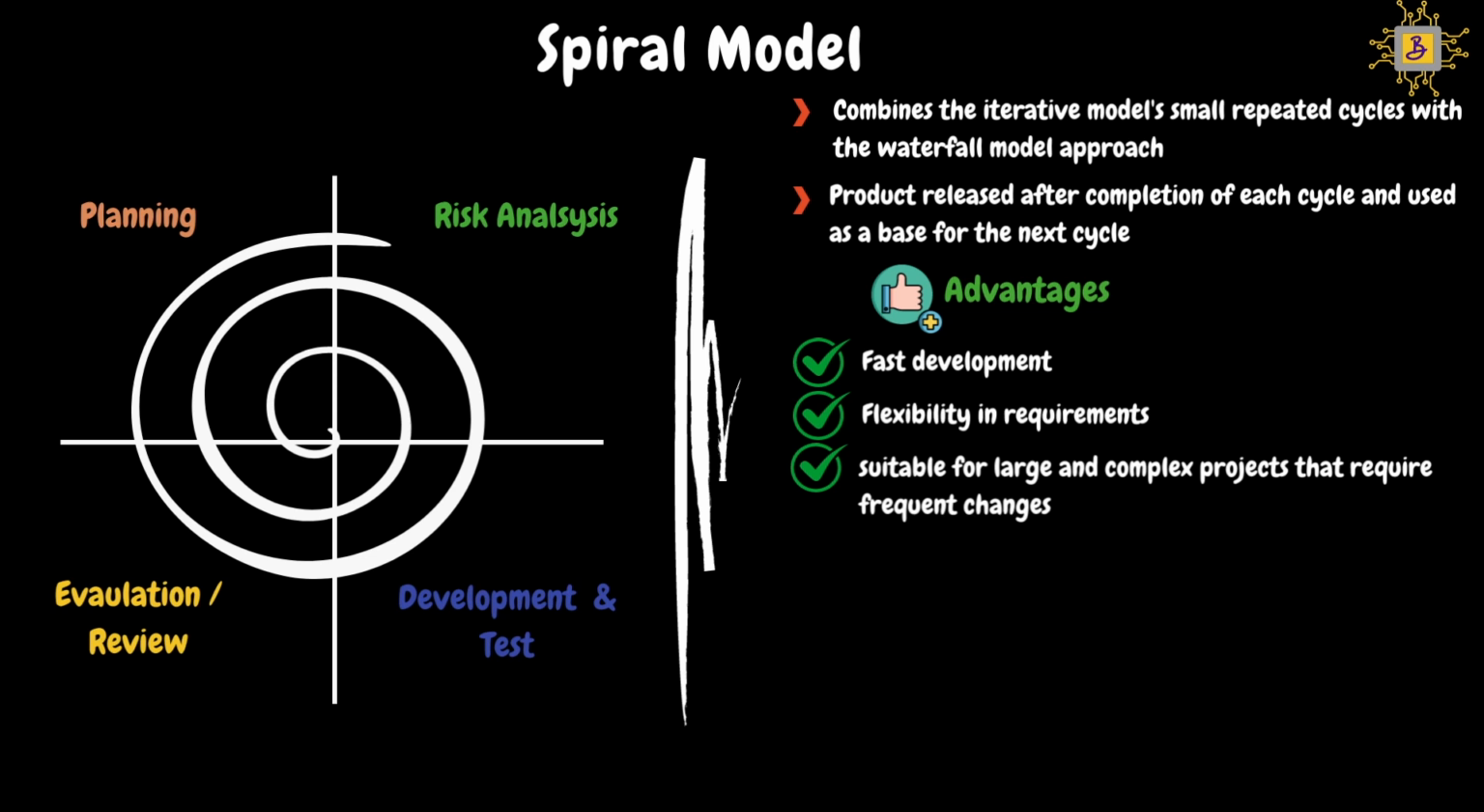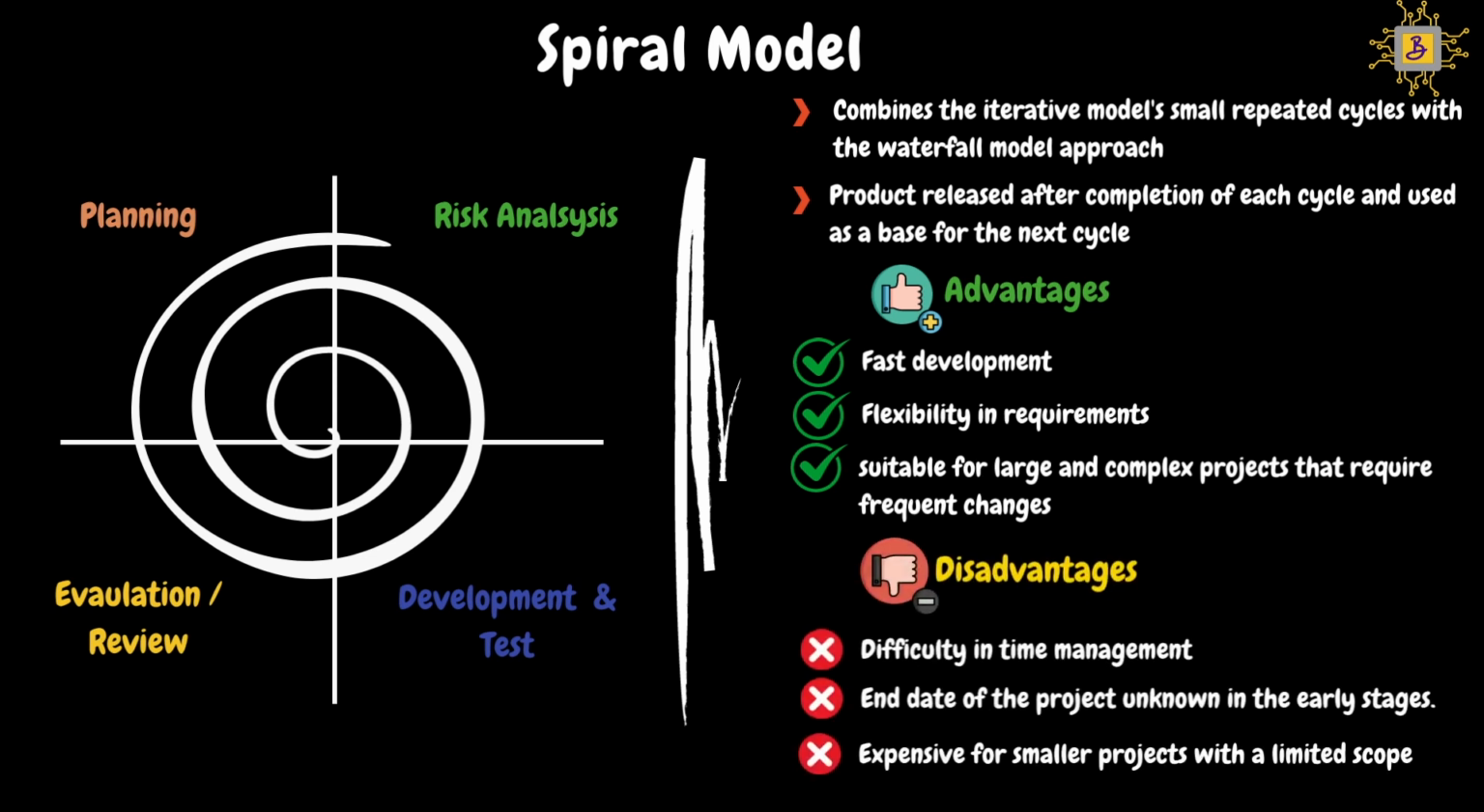Now let's look at some of the disadvantages. In this model, as different cycles will be executed, it will be difficult to manage these cycles at times. It will also be difficult to determine the end of the overall project at the early stages, as the development activities will happen in different cycles. This type of model may be expensive for small projects with a limited budget and scope.